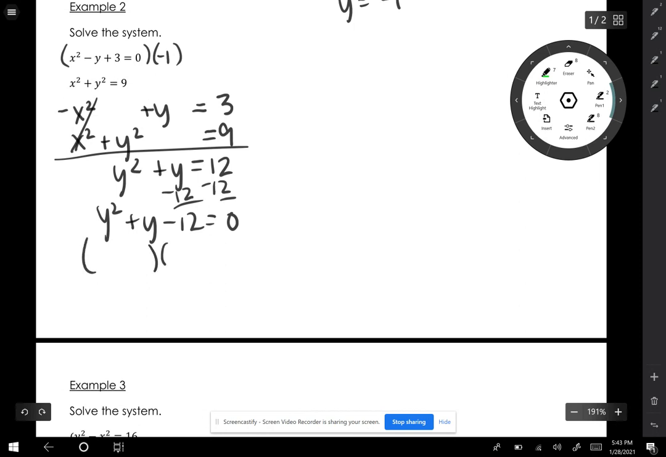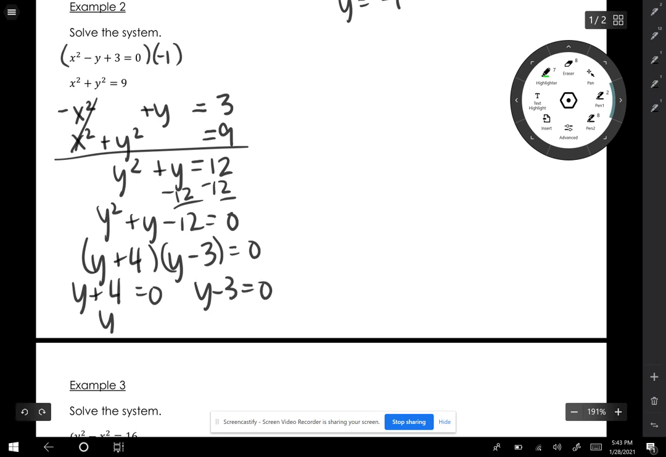And then I'm going to factor it. So y plus 4 and y minus 3. Using the zero product property, I get y is equal to -4 and y is equal to 3. So we have our y values now. We need to plug these in one at a time to find our x values. I'm going to use x squared plus y squared equals 9 to find those x values.